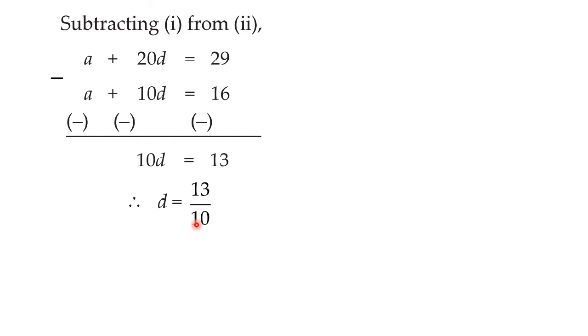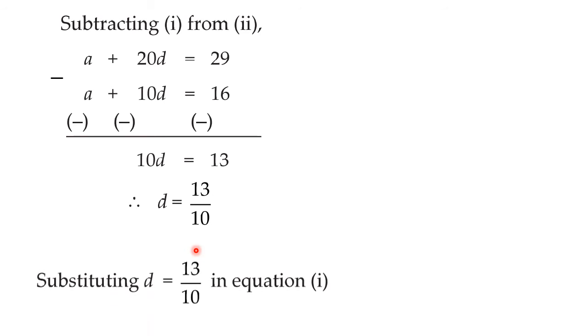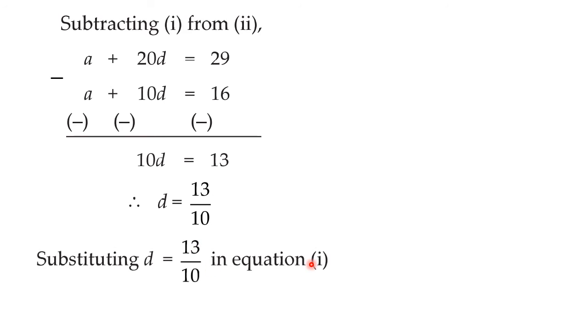Now the next step is to find a. Value of a we have to find out. So let us put this value in equation 1. Equation 1 is simpler. So substituting d is equal to 13 upon 10 in equation 1, which is a plus 10d is equal to 16. So in place of d now we are going to write 13 upon 10. Okay, see, d is replaced by 13 upon 10.